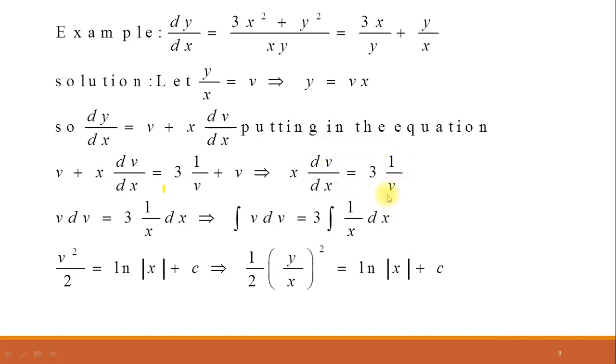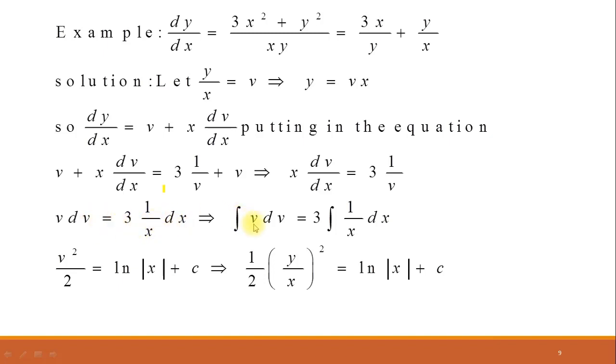So this is the new differential equation, and it is a separable differential equation. We can separate variables in this differential equation. Shift this v term to the dv side, we get v dv, and shift the x term to the right hand side, it becomes 1/x, and dx, we get 3(1/x) dx. So in this new differential equation, separation of variables is possible.